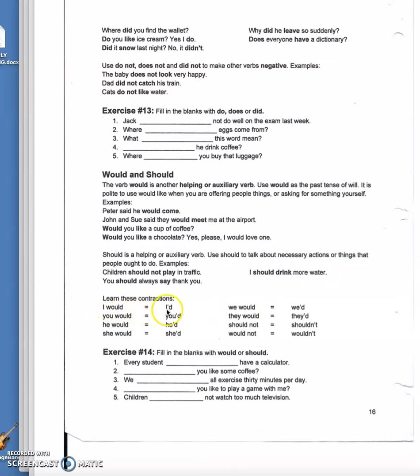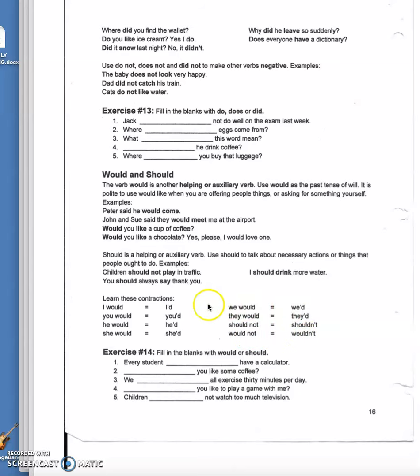So I would is the same as I'd. So you could say the same thing. You could say I'd, or you could say I would. You would is the same as you'd. He would is the same as he'd. She would is the same as she'd. We would is the same as we'd. They would is the same as they'd. Should not is the same as shouldn't, and would not is the same as wouldn't.